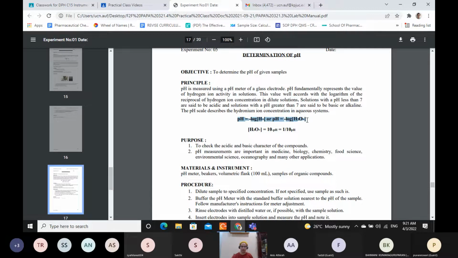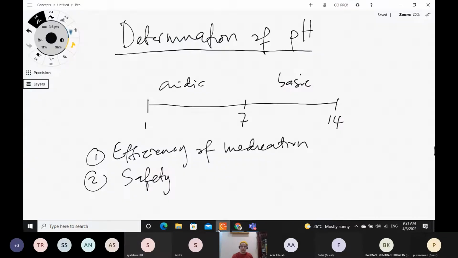So they translate from the electrode to the meter reading using this equation. Okay, so the purpose why we want to make sure the pH is correct, because kat sini saya tulis make sure the efficiency of the medication as good as it should be, and also for safety reasons. Kita nak make sure pH tu tak terlalu berbahaya untuk patient selamatkan.